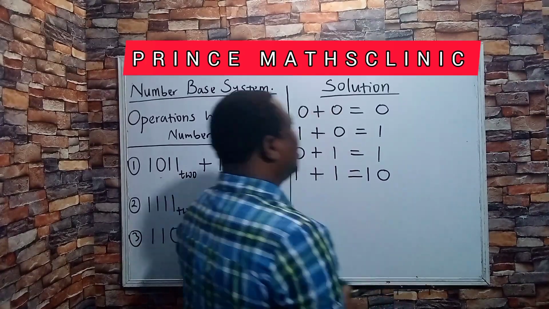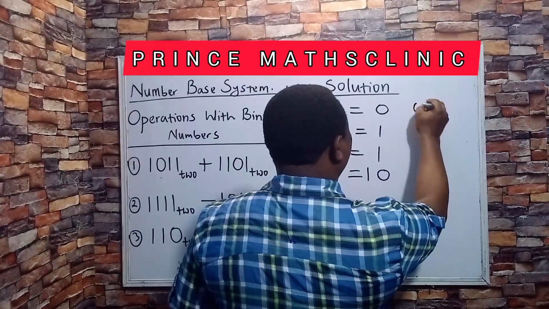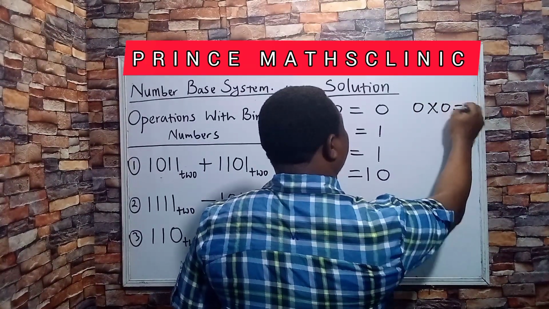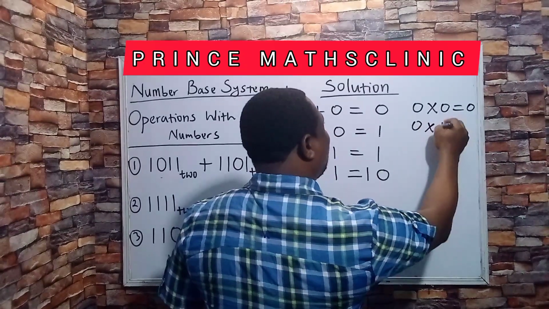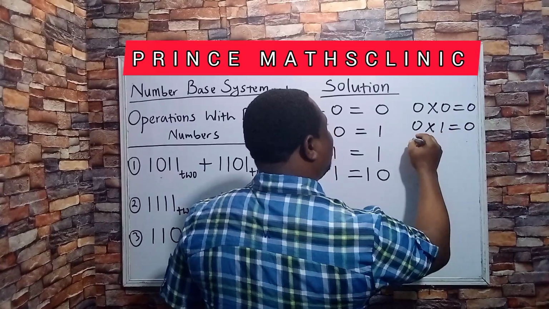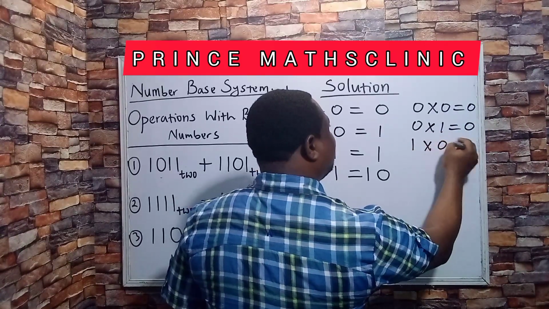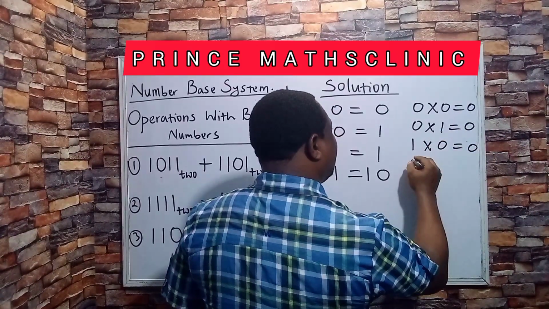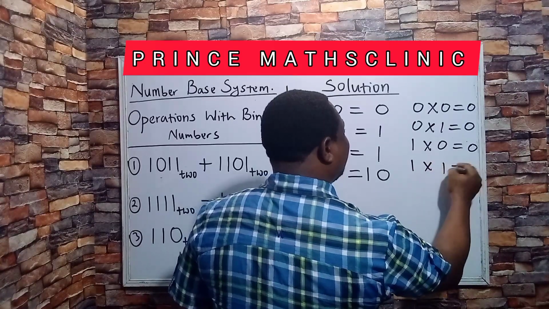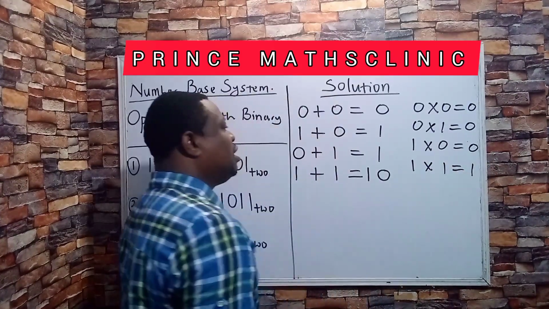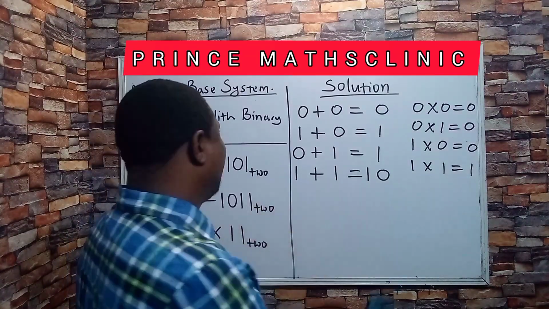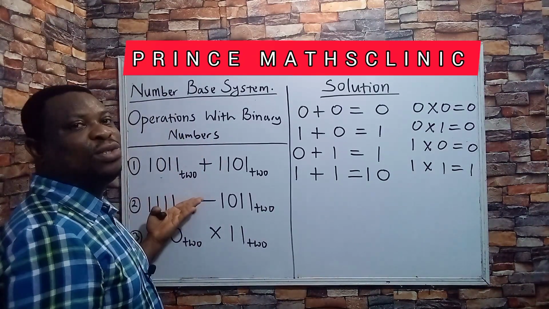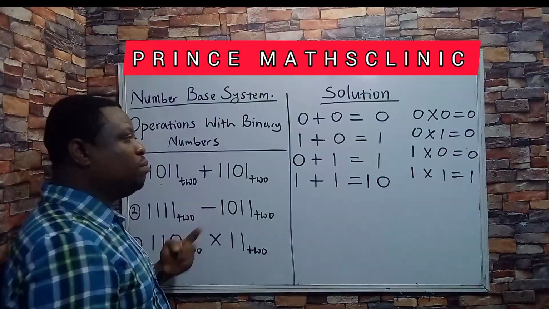Then as well, remember that if you say 0 times 0, you get 0. If you say 0 times 1, you get 0. If you also say 1 times 0, you get 0. And if you say 1 times 1, you get 1 in the base 2 system. Now we are going to be using this knowledge to tackle the question that we have on the board.